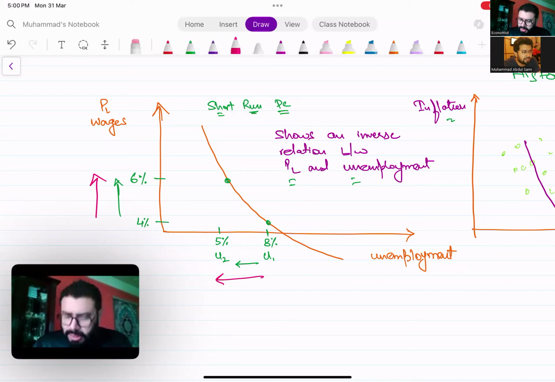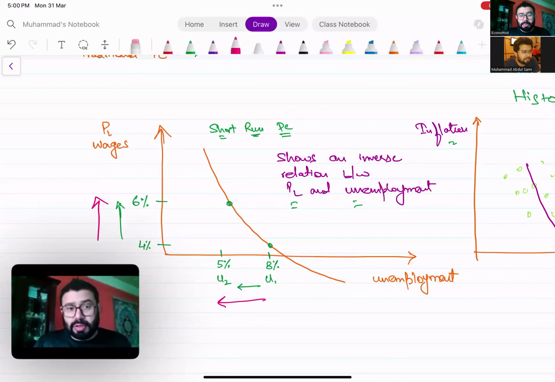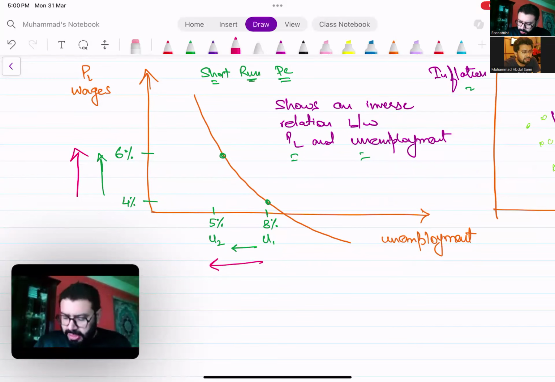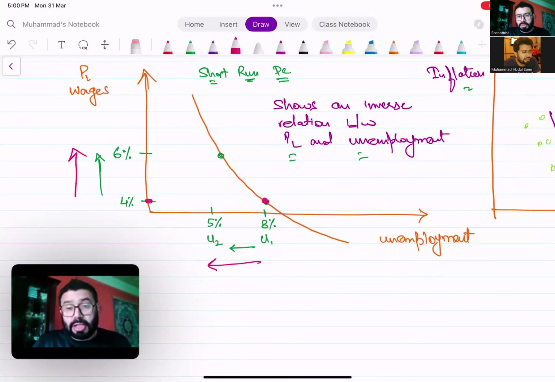So the traditional Phillips curve, also known as the short-run Phillips curve, suggests the government can select its best combination of unemployment and inflation and can trade off the two. For example, if the current unemployment rate is 8% and the inflation rate is 4%, a government may seek to lower unemployment from this point to this point, by 5%, by implementing expansionary fiscal or monetary policy tools.